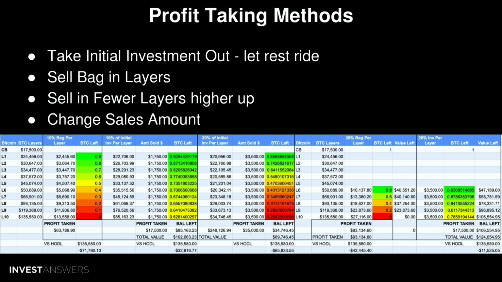So just some ideas. I will share this model so you can configure it for yourself as well. But it's a very good approach to take. And there's also other ways where you can make ratcheted up profit-taking layers, either at the bottom or the top, depending on how aggressive you are about the asset.